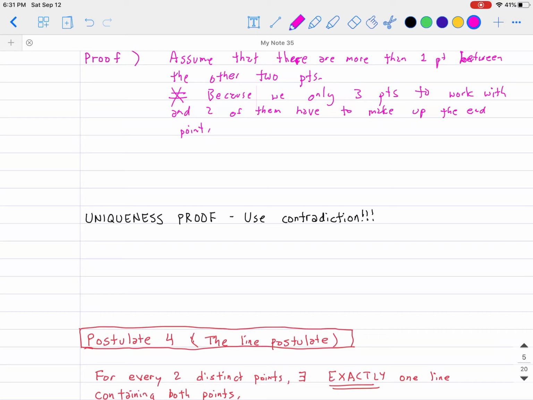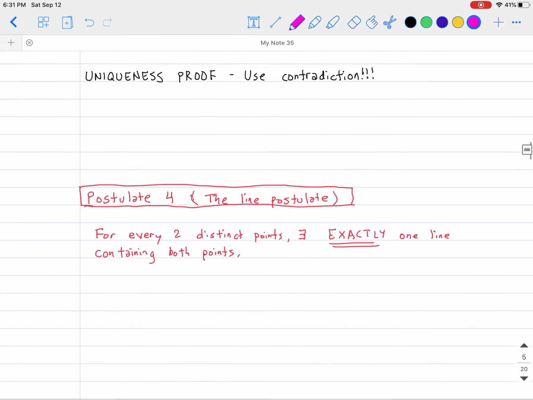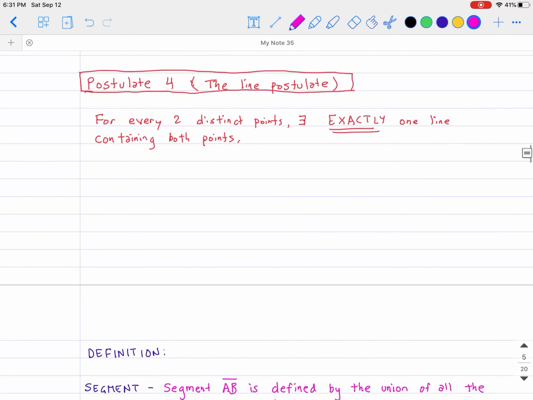So we'll deal with the idea of this uniqueness proof in the future, and we'll definitely see more of that to kind of help us out then. But for the meantime, anytime that we want to show that there is exactly one of anything, the best case scenario is to do an indirect proof to show the uniqueness then. Use contradiction.